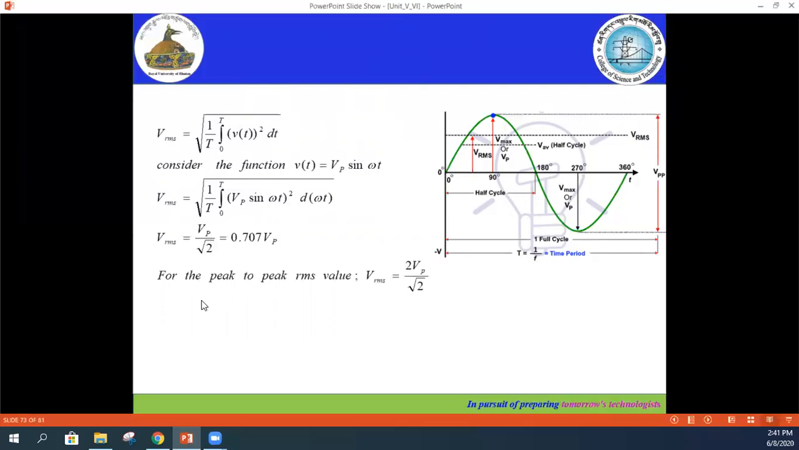And in order to find the peak to peak RMS value, it is 2 V peak divided by root 2. So do not get confused with this. Now this one is VRMS for only one peak voltage. In order to find the peak to peak RMS value, we have 2 V peak divided by root 2.